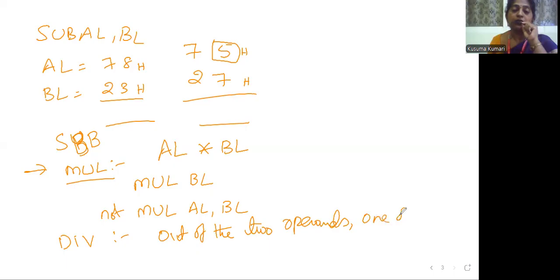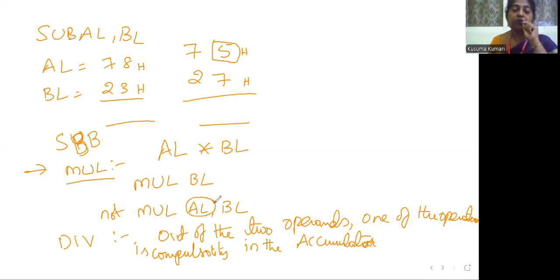one of the operands compulsorily should be available in the accumulator. So by default one of the operands is from the accumulator, and that's why we need not specify it in the instruction. Only the second operand should be specified in the instruction.